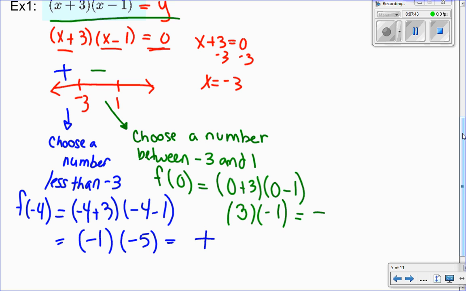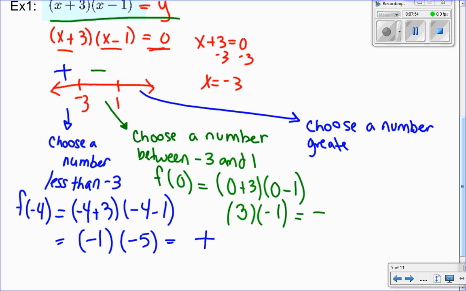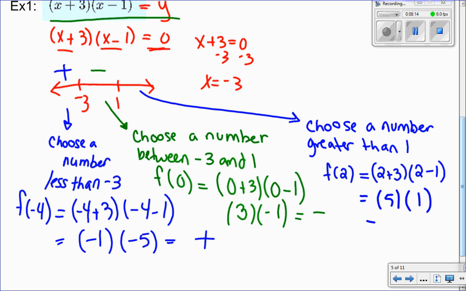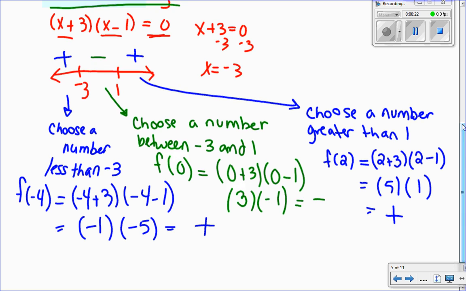In this third interval here, we just want to choose a number greater than 1. Okay, so for example 2, if we plug 2 into that original function, we'll have 2 plus 3 and 2 minus 1. And we get a positive and a positive, which is going to give us a positive when we multiply. And that's it.